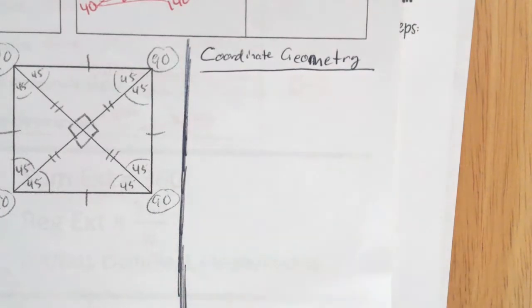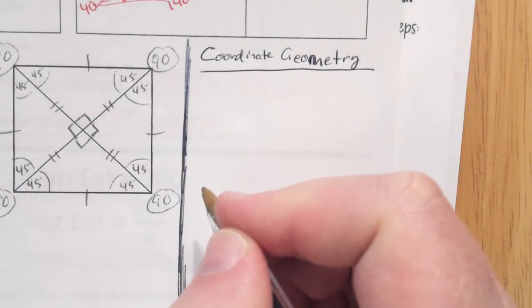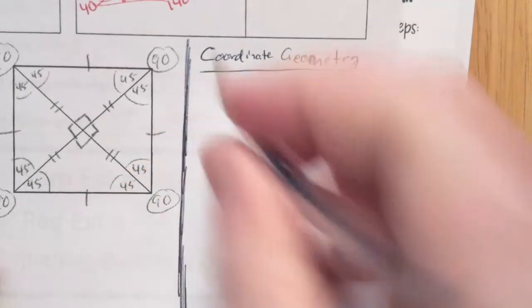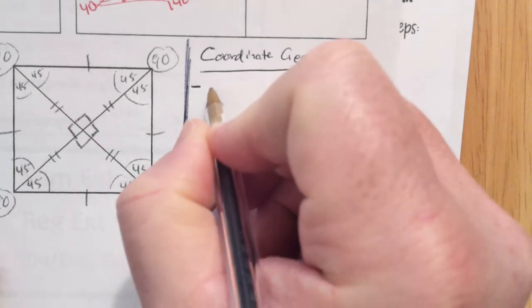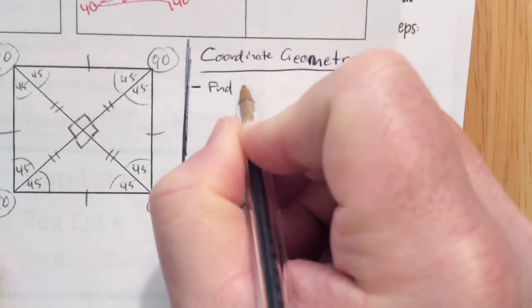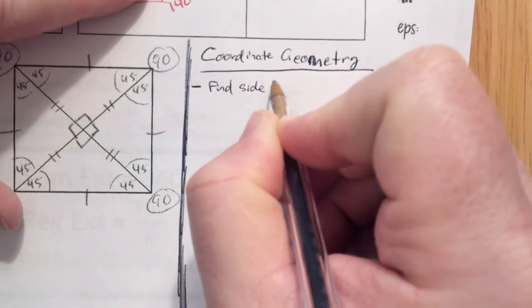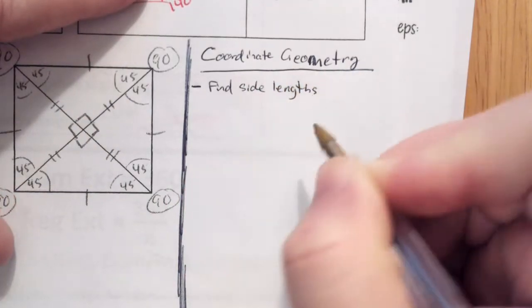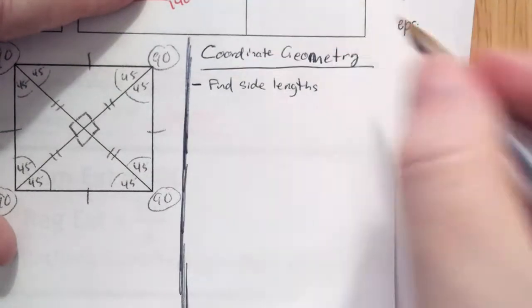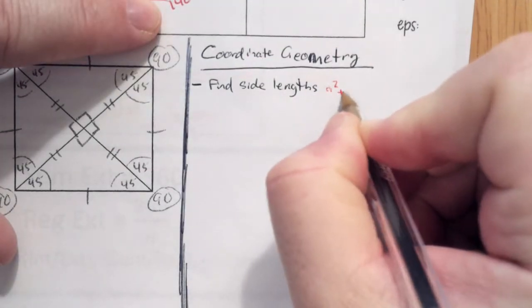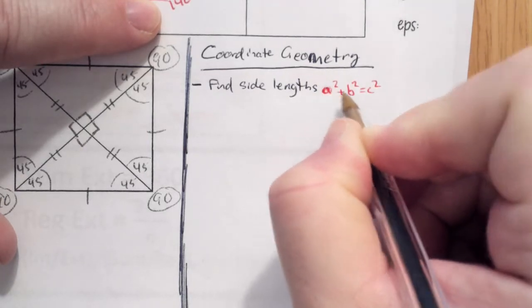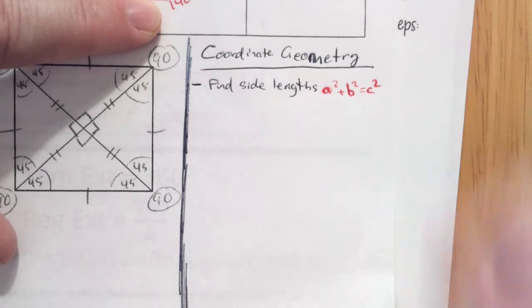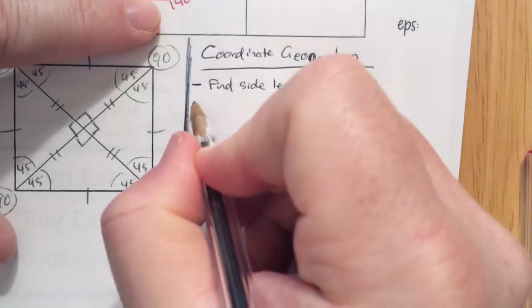So we're going to be doing two different things here. First of all, talking about our steps. Okay, so the steps to do this. All right, so the first step you need to do is find the side lengths. And to find side lengths, we're going to be doing a squared plus b squared equals c squared. Okay. All right, the second step you're going to do is find the slope.